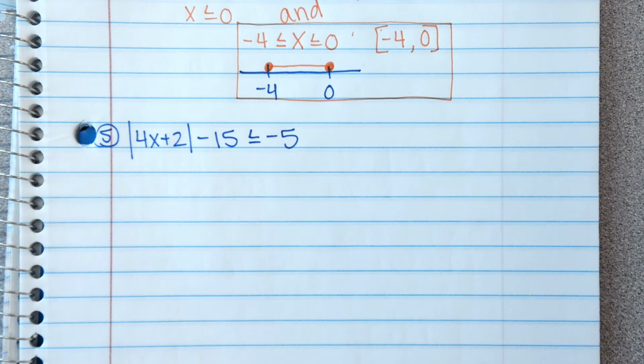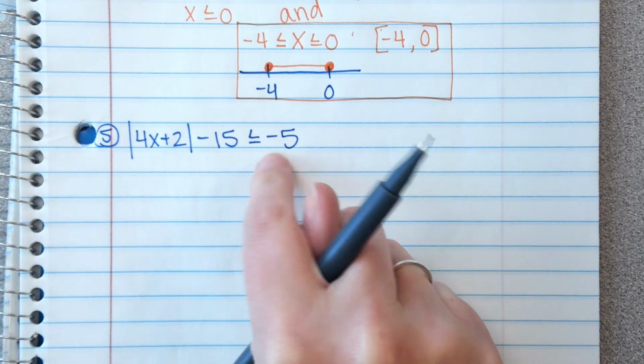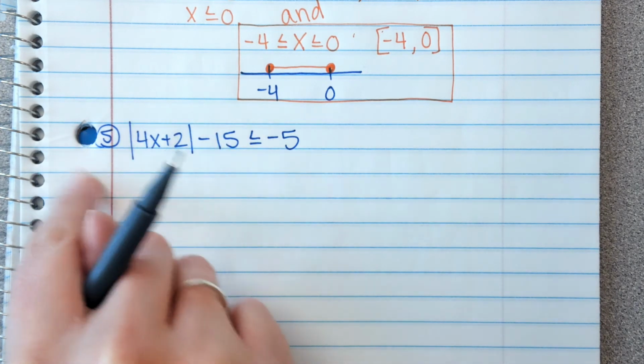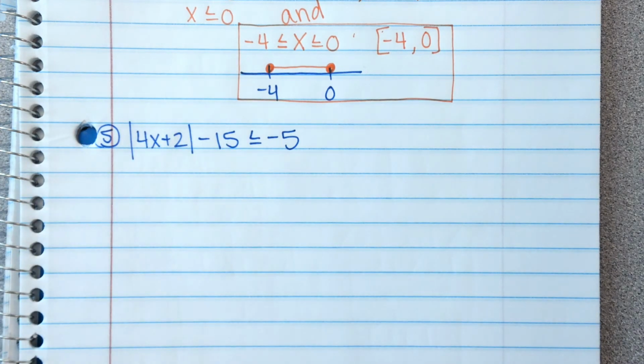Okay, I want you to take a look at example number 5. There's something a little bit different about this one that would have raised a red flag when we were doing our absolute value equations. Can you see what it is? It's this negative number over on the right side. When we were doing equations, we knew that the absolute value could not equal a negative.